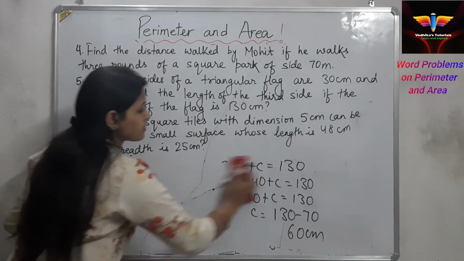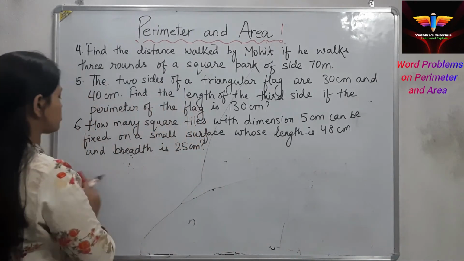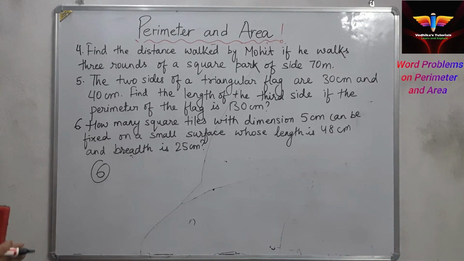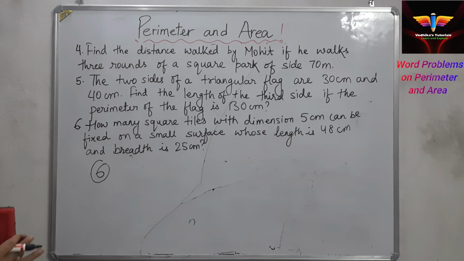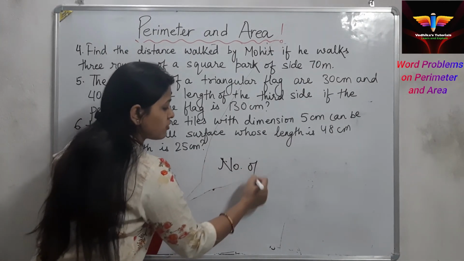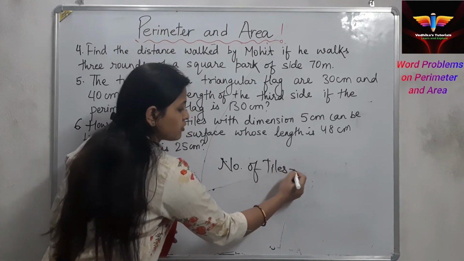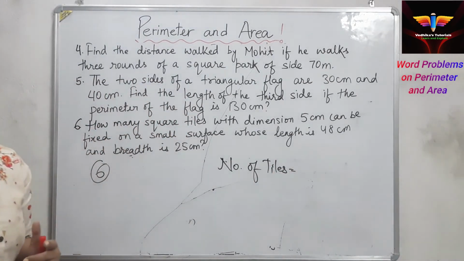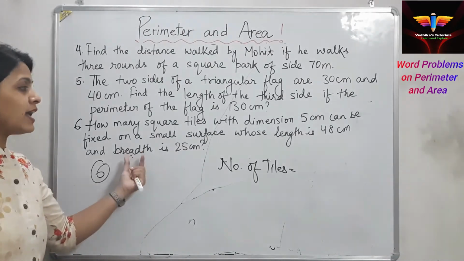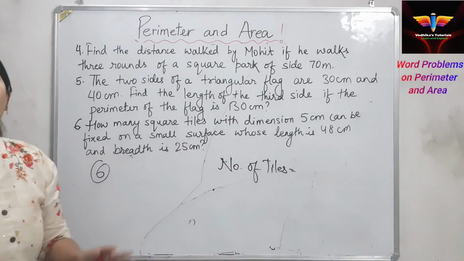Likewise, let's solve the sixth question: how many square tiles with dimension 5 centimeter can be fixed on a small surface whose length is 48 centimeter and breadth is 25 centimeter. Here the question is talking about the number of tiles. Whenever a question asks you to find the number of tiles, just divide the area of the figure by the area of the tiles.